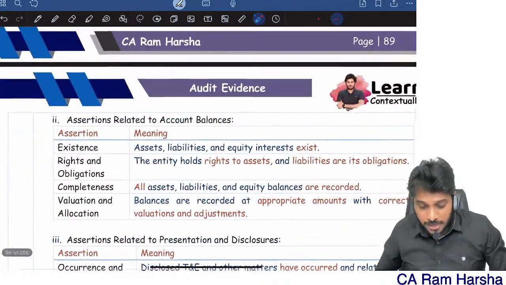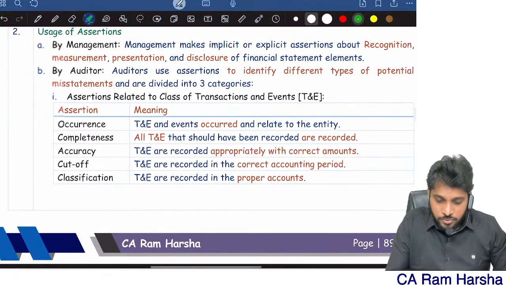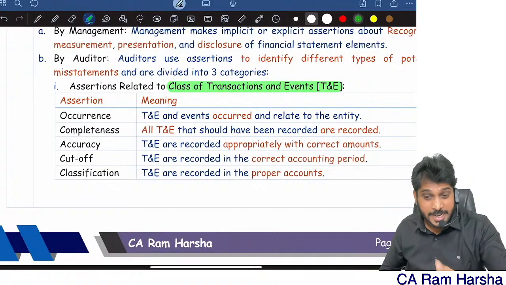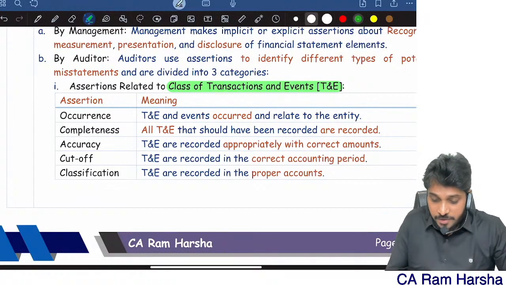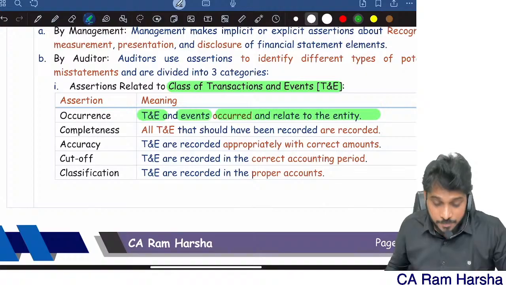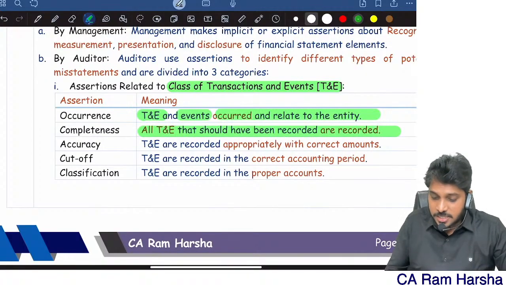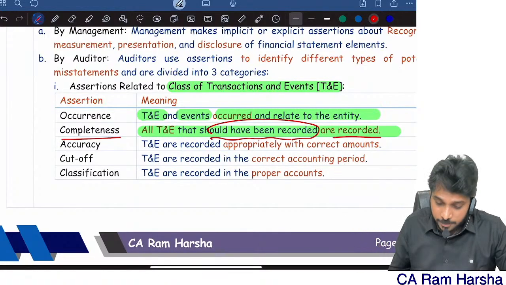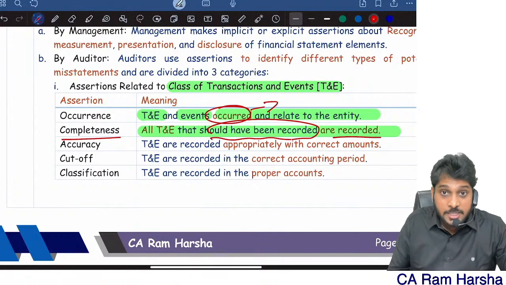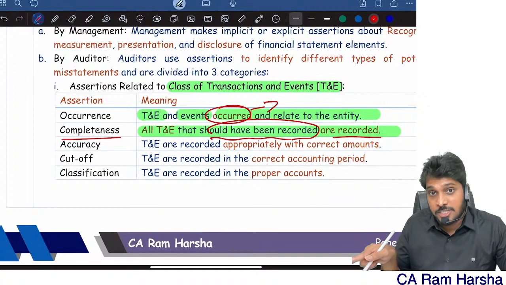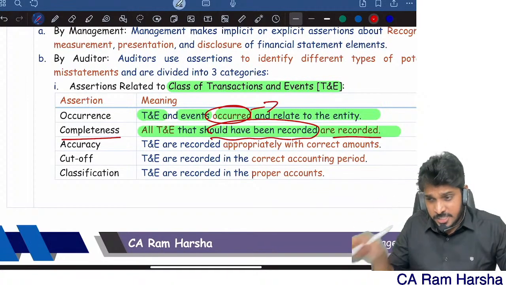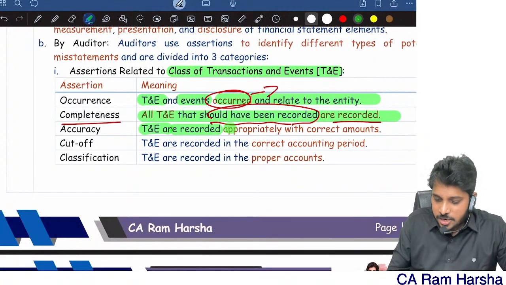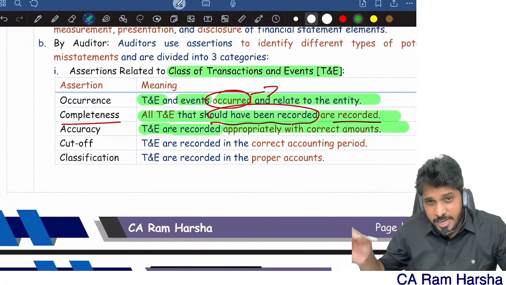So broadly, assertions are divided into these categories. Assertions related to transactions and events. The auditor has to verify these assertions. We need to verify whether transactions and events really occurred, and whether all transactions that should have been recorded are completely recorded. Occurrence means what? When I want to check overstatement, I will check occurrence, whether the transaction really occurred. If it really occurred, then the recording is correct. Accuracy: transactions and events are recorded with the correct amount. Are the amounts at which they are recorded correct?